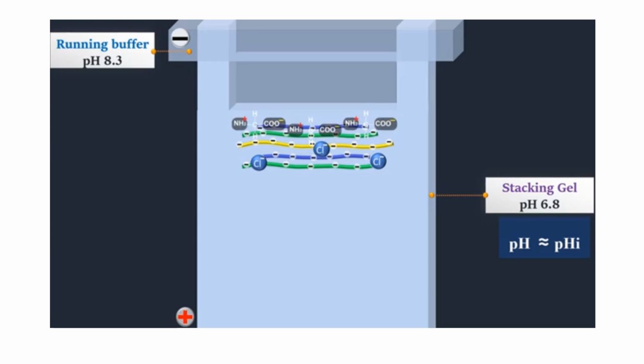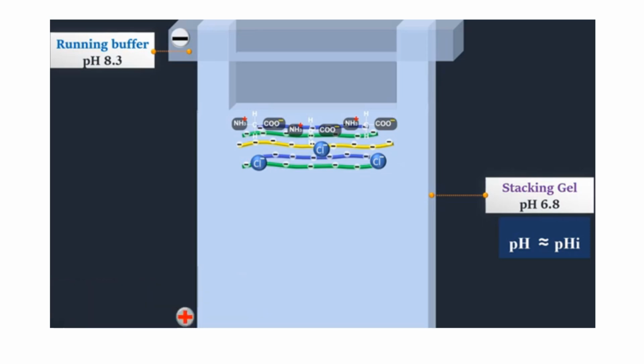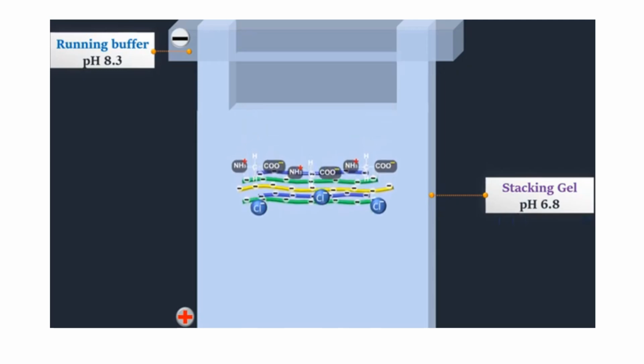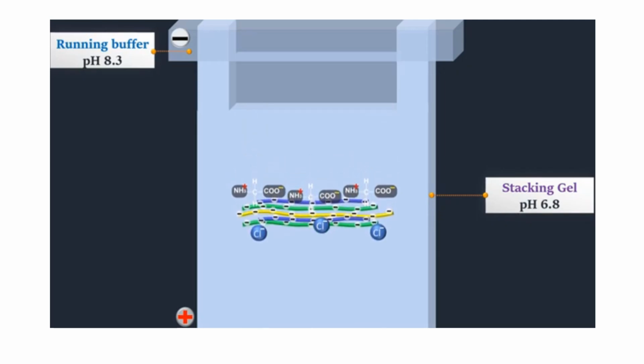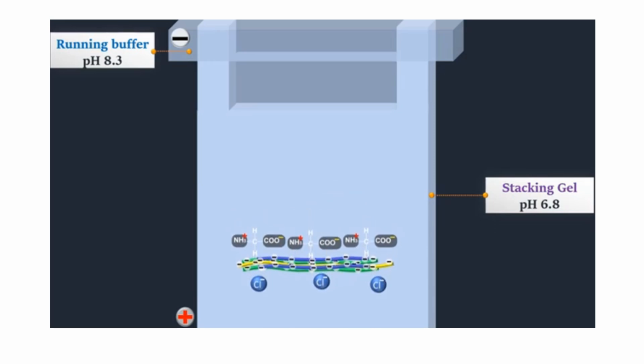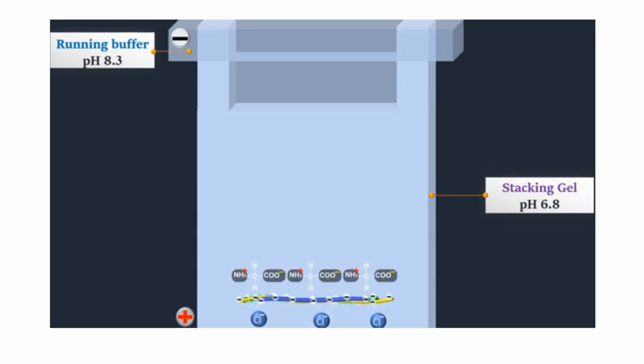This loss of charge causes it to move very slowly in the electric field. The chloride ions, on the other hand, move much more quickly. Chloride ions migrate in front of the proteins as leading ions, and glycine molecules migrate behind the proteins as initial trailing ions. Consequently, proteins are trapped and concentrated into a narrow zone between the chloride ions and glycine.